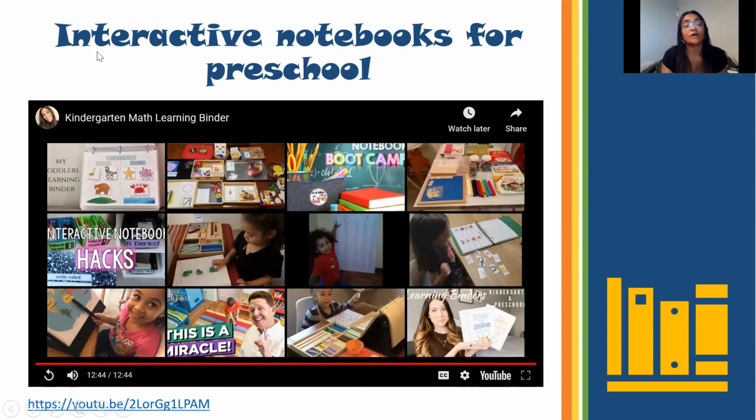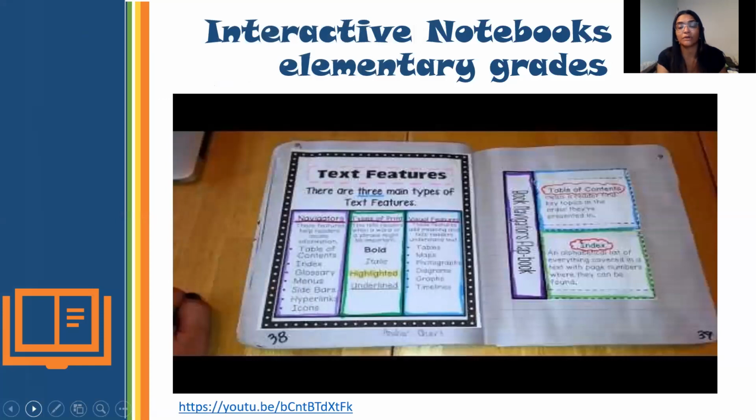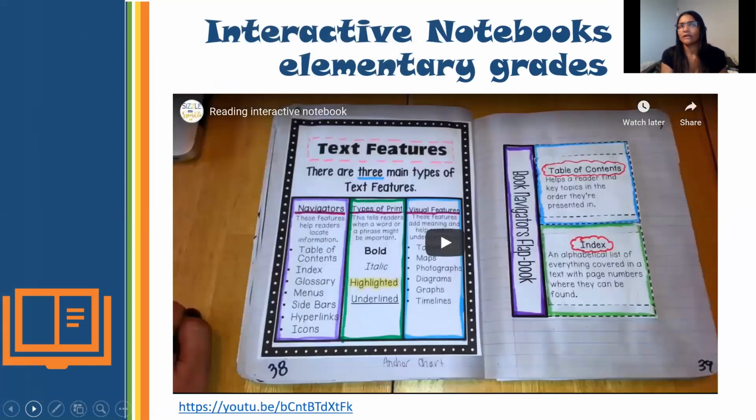Okay, this was a wonderful video. You can see how easy it is for the kids to interact with this notebook, in this case, a binder, right? I'm going to show you now how it can be done for elementary grades. This one here is for grades 3 to 5, I believe. I use a version that is a little bit simpler than this one. I really like when the students are the ones that glue things in the notebook, because it makes it very interactive and the students have ownership of it.